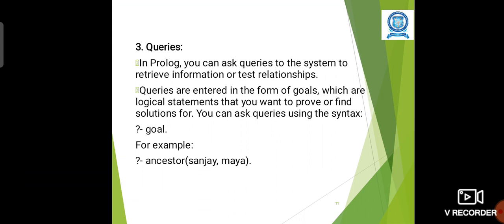And the third element is queries. In Prolog, you can ask queries to the system to retrieve information or test a relationship. Queries are entered in the form of goals, which are logical statements that you want to prove or find solutions for. You can also ask queries using the syntax question mark goal. For example, ?- ancestor(Sanjay, Maya).